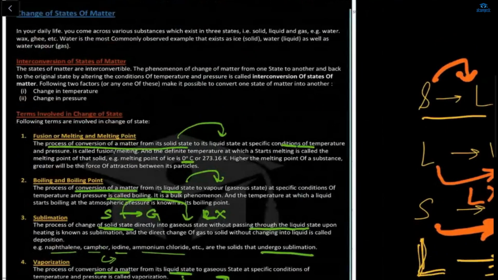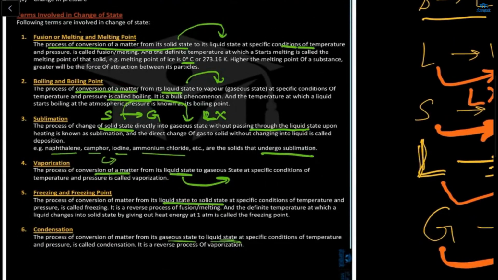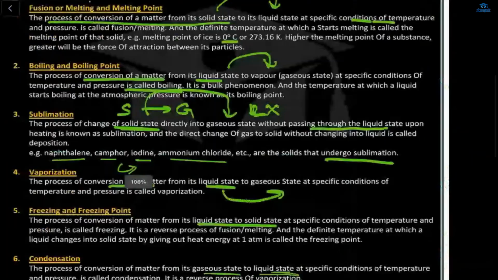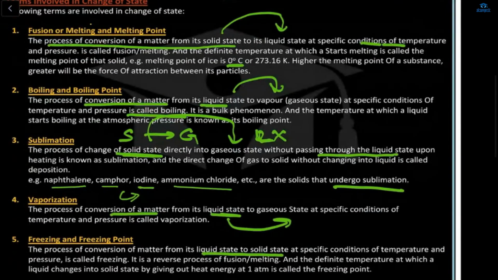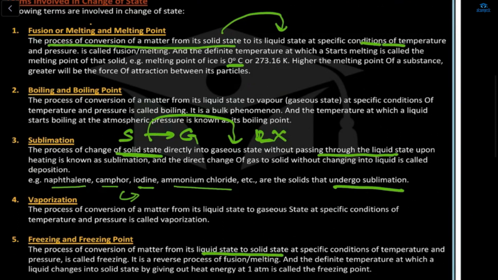Now, any doubt in the states of matter? Ma'am, what's the difference between vaporization and boiling? Okay, so let me go through this definition. The boiling point is the process of conversion of matter from liquid to gas. Liquid is going to gas. Vaporization means the process of conversion of matter from liquid state to gas. The same, but here, at a specific condition of temperature and pressure is known as boiling, and here also, at a specific condition of temperature and pressure is known as vaporization. But the main difference between boiling and vaporization is, one second.